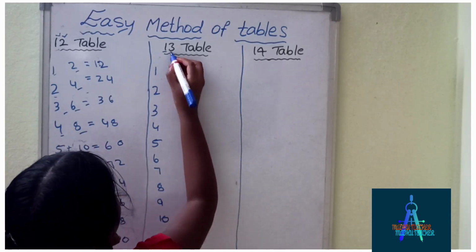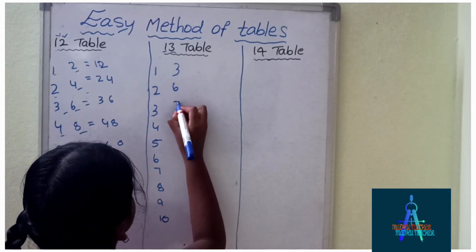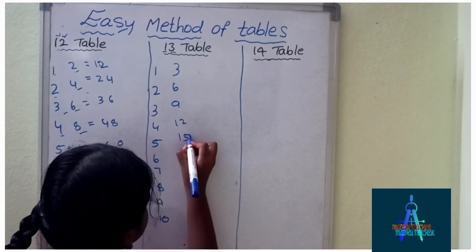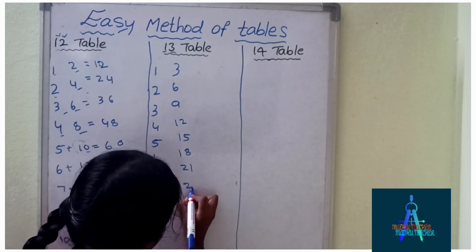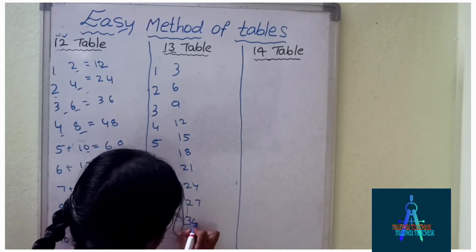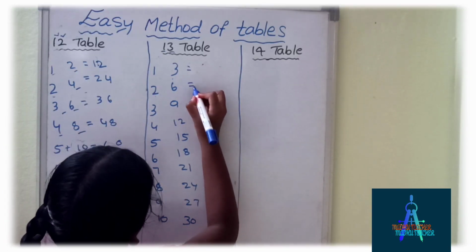Next, 3 table. 3 1s are 3, 3 2s are 6, 3 3s are 9, 3 4s are 12, 3 5s are 15, 3 6s are 18, 3 7s are 21, 3 8s are 24, 3 9s are 27, 3 10s are 30. Next, we must keep is equal to 10 times.